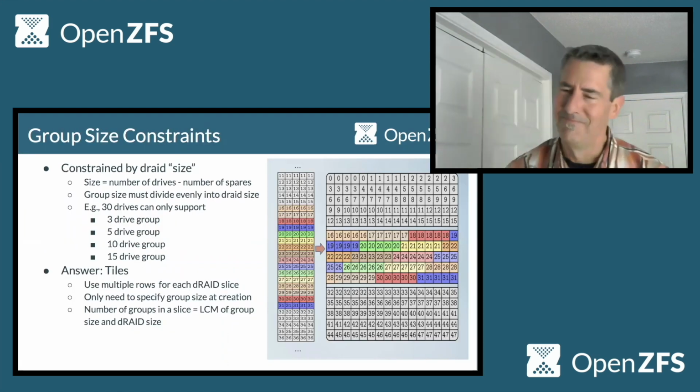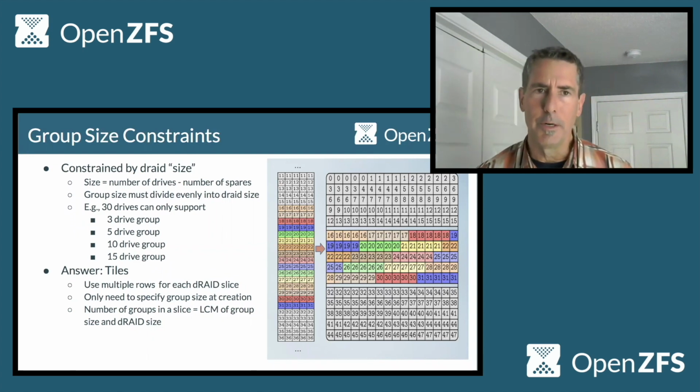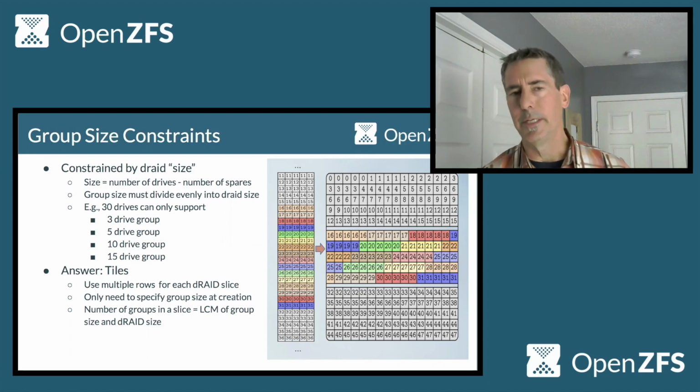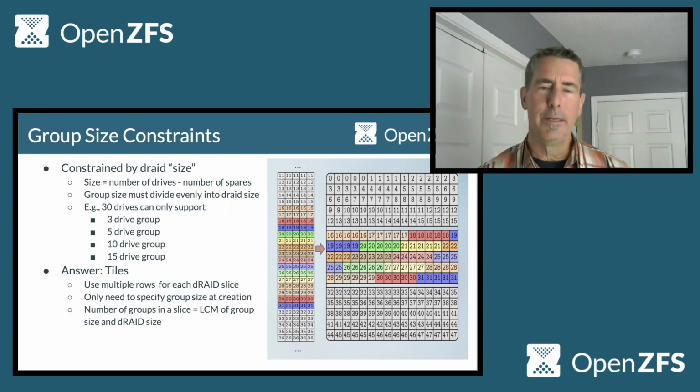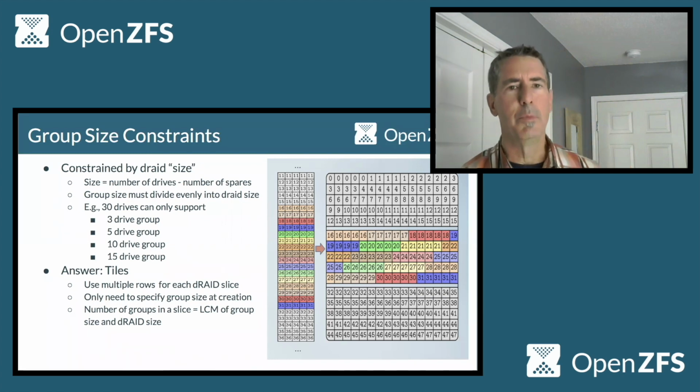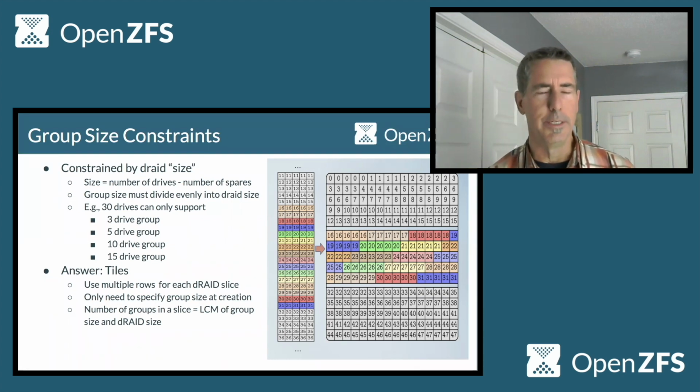All right. The second issue that we addressed was some group size constraints. So in the original implementation, there was this notion that the dRAID slice was always equivalent to the dRAID row. So you only ever had one row in your slice. Basically, that meant that you had to divide your groups evenly into your number of drives in the dRAID, so your dRAID size.